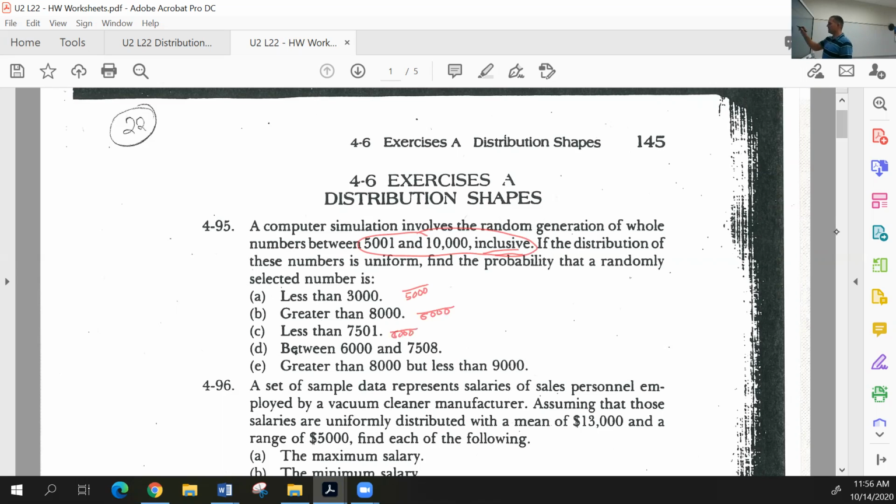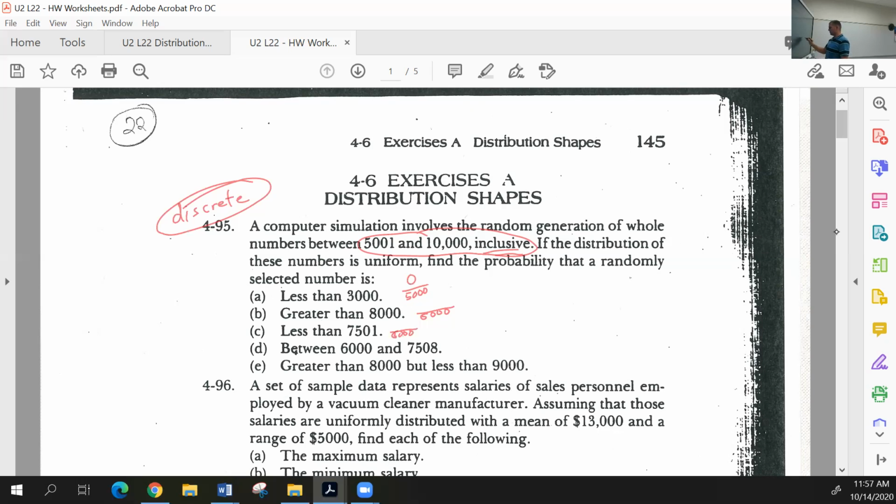And why is this different? It's because number 95 deals with discrete data. So how many numbers are less than 3,000? I'll just do one with you. Wait, are there any numbers less than 3,000? You're beginning at 5,001. No, so there are 0 numbers less than 3,000.